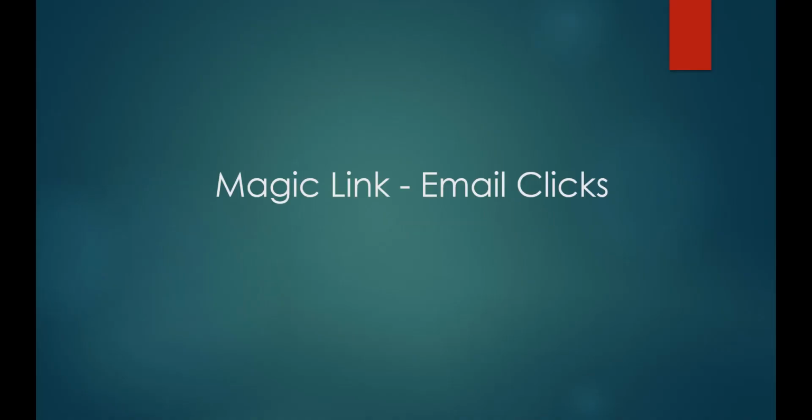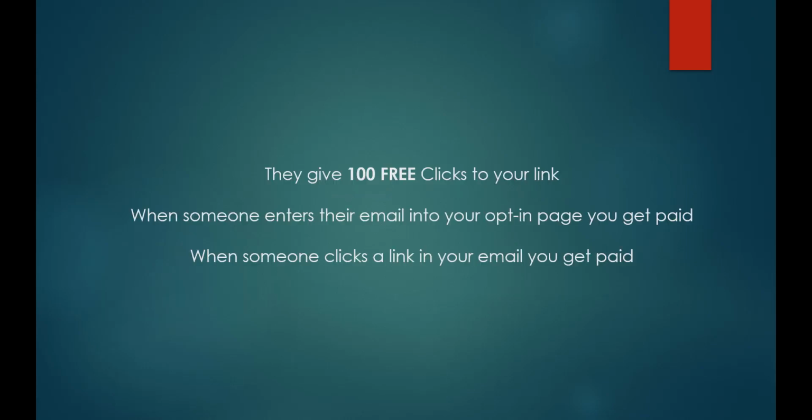Magic link email clicks. Now there's something called the magic link, which is $7. When you sign up for that, you get everything in the OLSP system, plus they give you 100 free clicks to your link. So you're basically getting a 100 click solo ad absolutely free. So they're also going to give you the squeeze page or the opt-in page, and they're also going to give you the follow-up emails that you put into your autoresponder. Now when somebody enters their email into your opt-in page, you're going to get paid. And also when somebody clicks a link in your email, you're going to get paid.